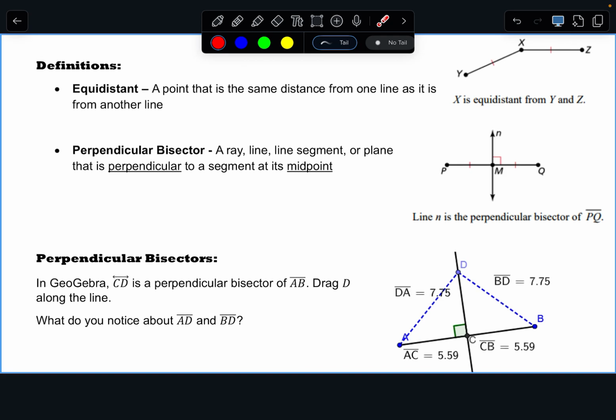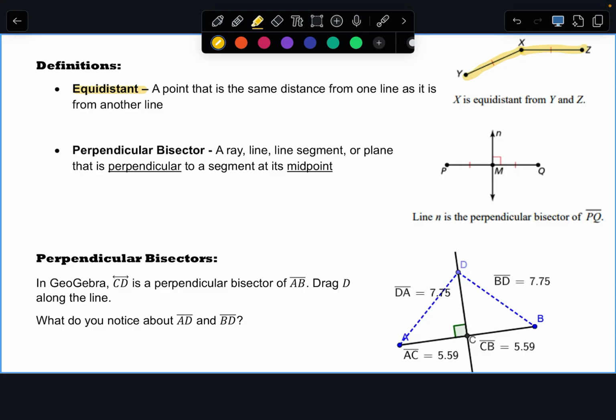Before I go through the two new segments that we're going to learn today, there's one definition that I have to talk about. It is equidistant. A point that is the same distance from one line as it is to another line is equidistant. So equidistant is same distance between. Okay? So if we look right here, since XY is the same length as XZ, we would say that X is equidistant between Y and Z, because it's the same distance away.